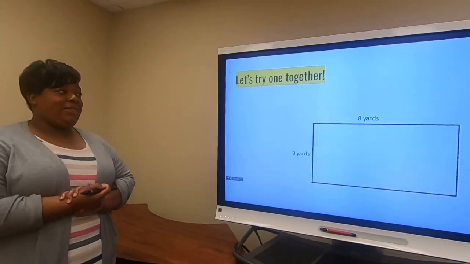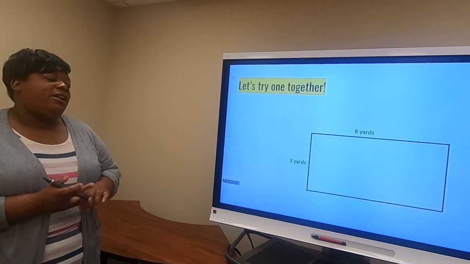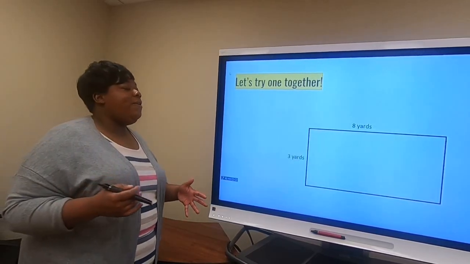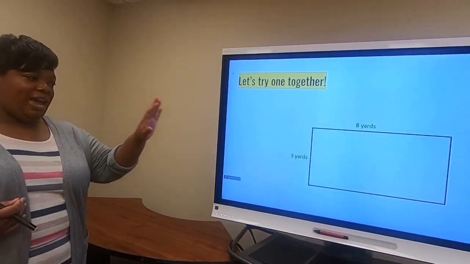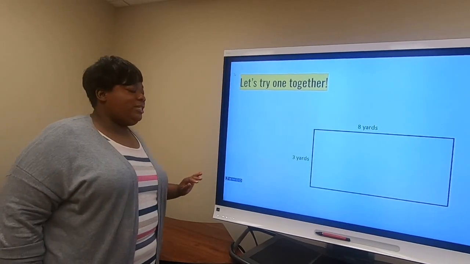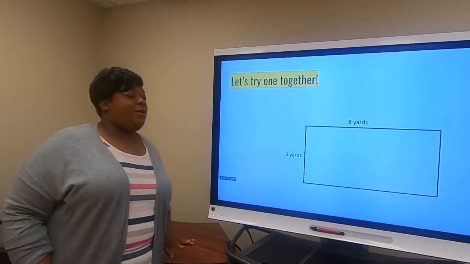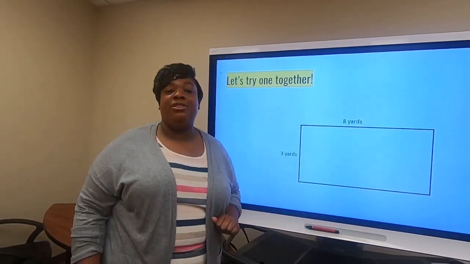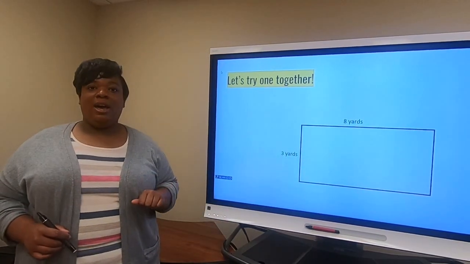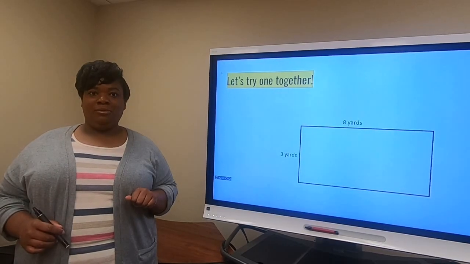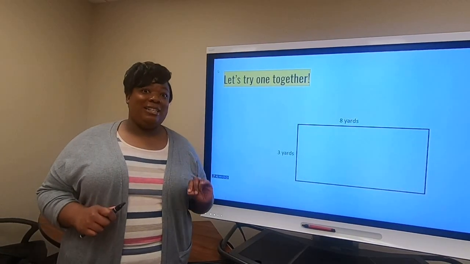Let's try one together, you guys. So if I look closely at my rectangle, I have a long side of 8 yards and I have a short side of 3 yards. What did I say we could do to find area if we don't have the square units inside of the figure? If you said multiply, that is correct.